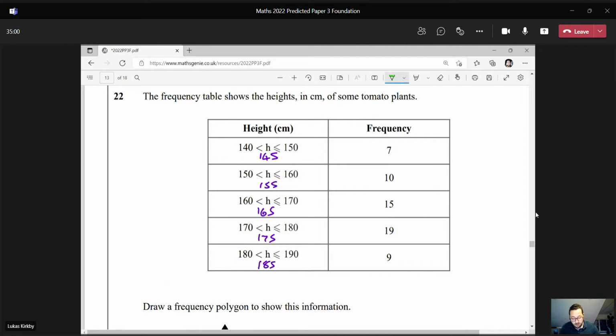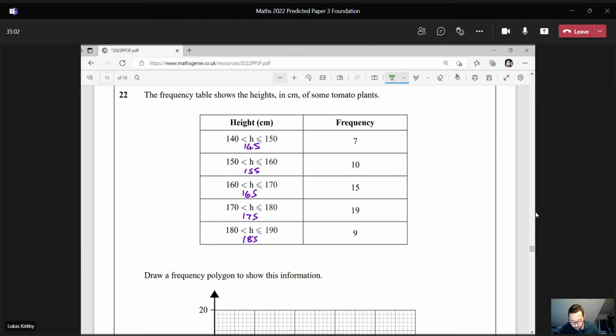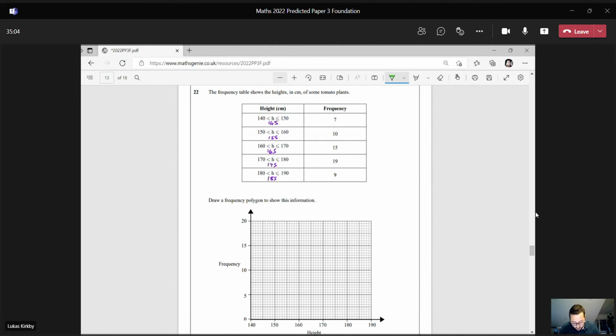Okay, so now we've got our midpoints, we can plot this graph. So 145, the frequency is 7. If you look at this, we've got 10 squares between 0 and 5, so 2 squares must be one plant, sorry, one plant. So anyway, 145 is 7. So that would be there.